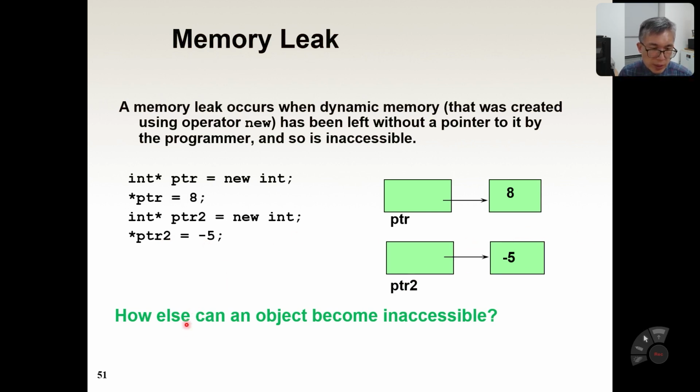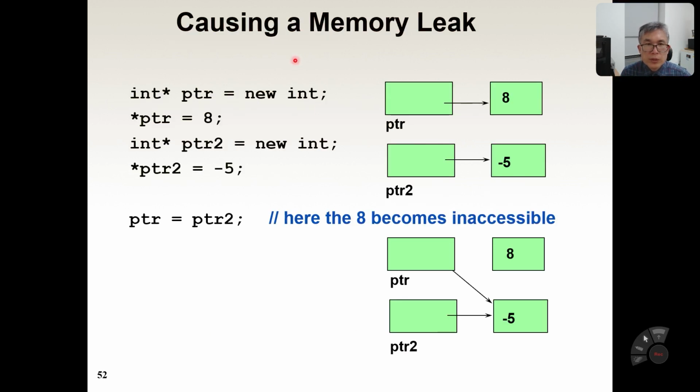Okay, how else can an object become inaccessible? By causing a memory leak. So int star ptr is new integer here. In this situation, new int creates this memory, and ptr's initialization is that this cell's value is the address of this unnamed variable containing 8. And for ptr2 we make another one and we initialize it to -5 here.